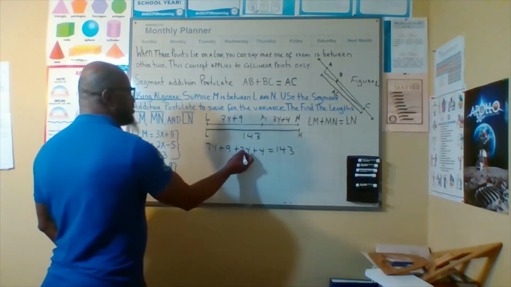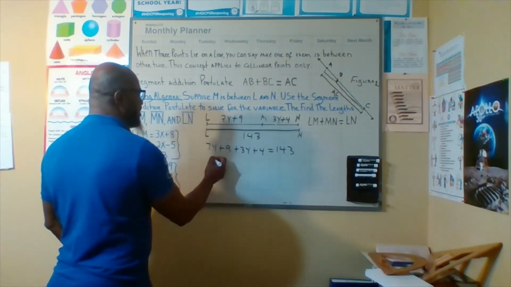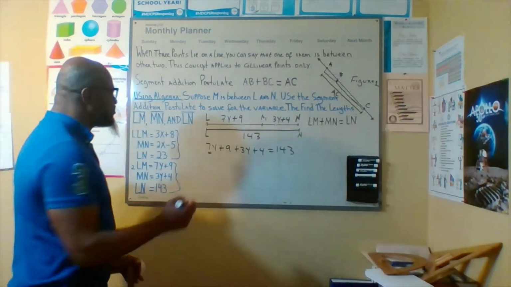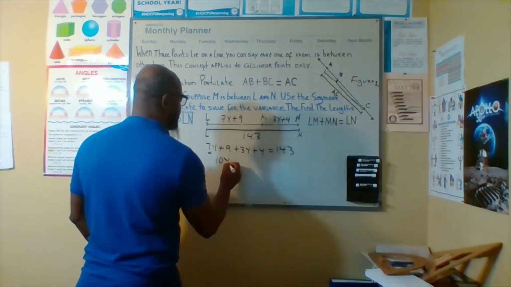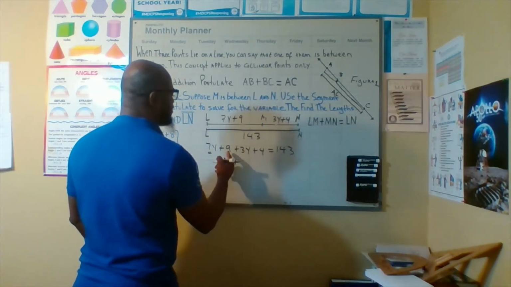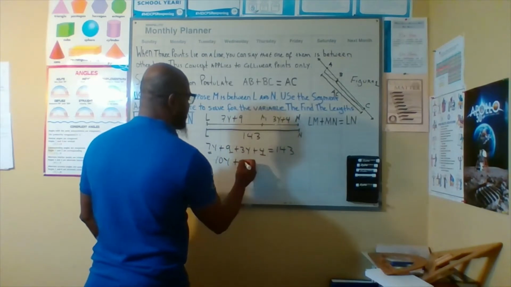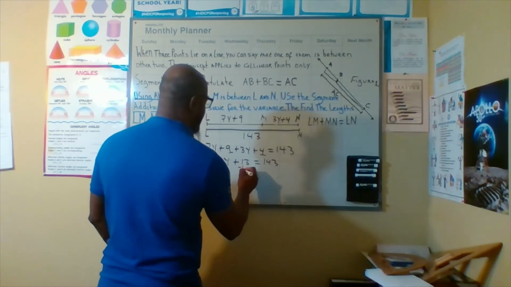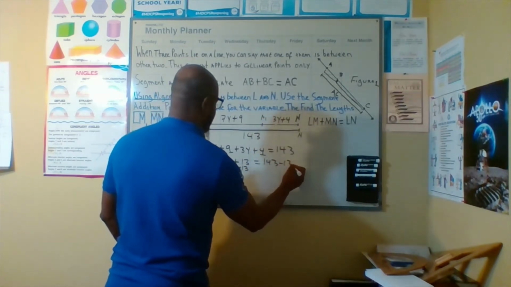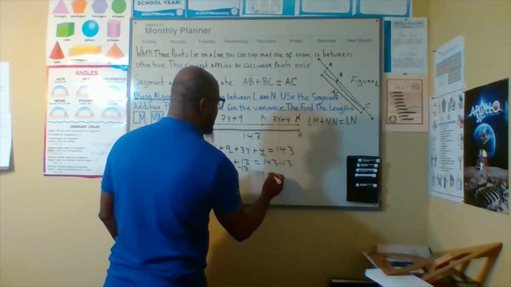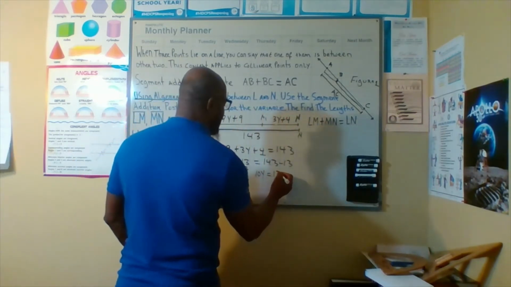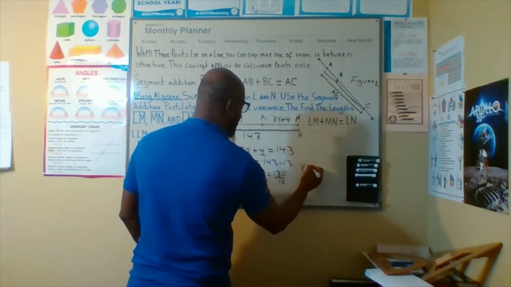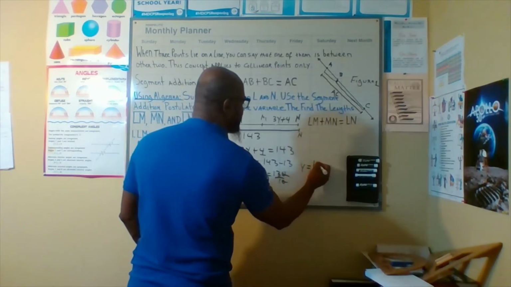This will end up with 10y plus 13 is equal to 143. Minus 13, minus 13. You'll have 10y is equal to 130. Divided by 10. In this case, y is 13.